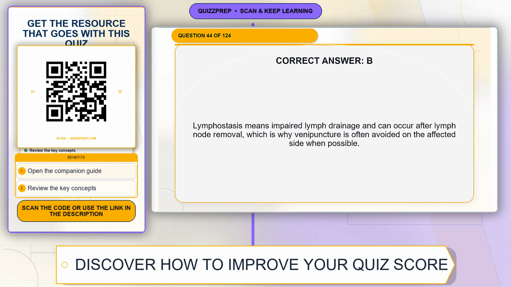Explanation. Lymphostasis means impaired lymph drainage and can occur after lymph node removal, which is why venipuncture is often avoided on the affected side when possible.